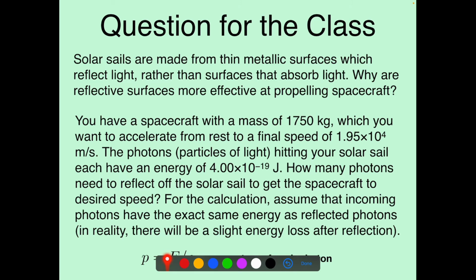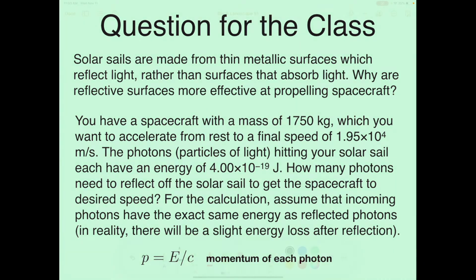This is a little bit inaccurate. In reality, there's going to be a slight energy loss after the photons reflect off, but just ignore that for simplicity. Okay, so to do this, you're going to need to know again that p, the momentum of each photon, is equal to the energy divided by the speed of light, c. So pause the video, see if you can work this out, and then we'll go through it together.